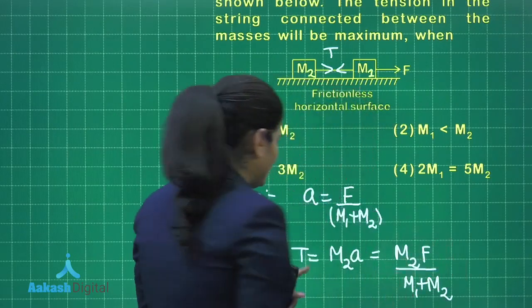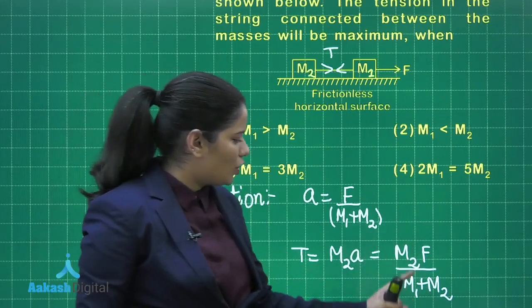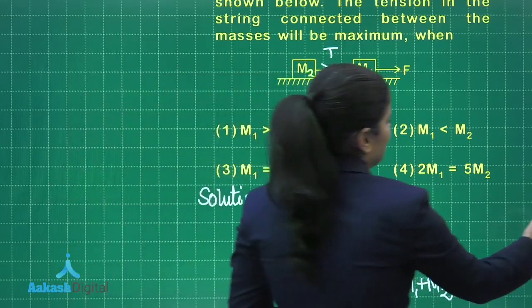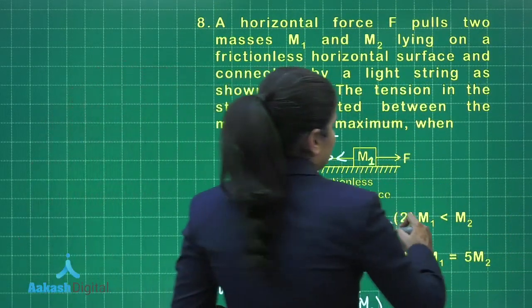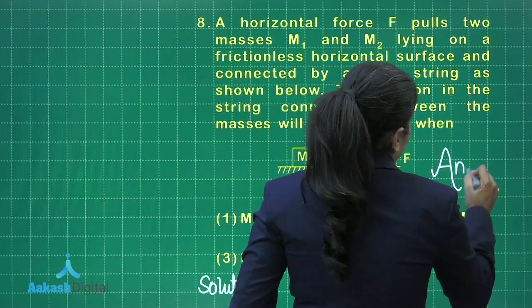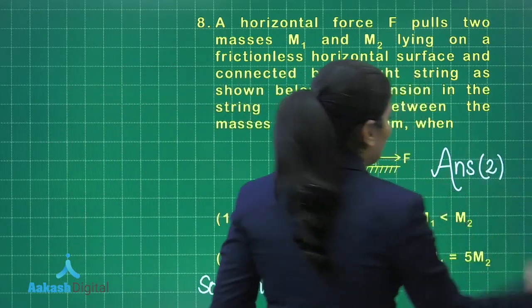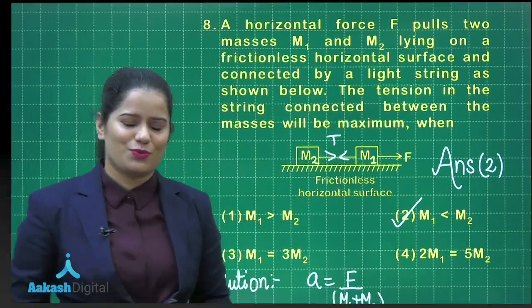Now T will be maximum when this denominator will be minimum, and this denominator will be minimum for the option 2, that is if m1 is less than m2. So I can just mark this option to be the correct option. I can write here that answer of this question is option number 2. I hope this question is also very clear to you. Now let's quickly move on to the next one.